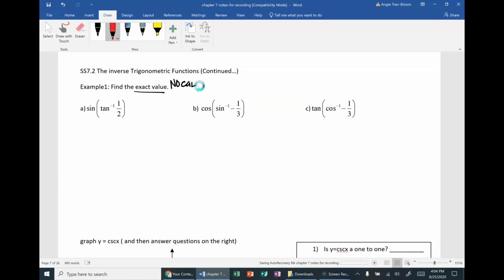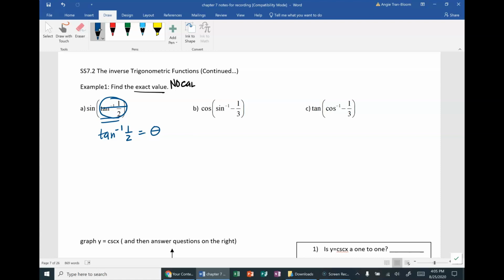Now let's talk about, I'm going to change up my pen color. So from section 7.1, the first thing we want to do is complete the inner component. So tangent inverse of 1/2. Now this should be a review from the last unit, okay? It's going to equal some angle. We don't know what angle that is. So this whole thing can technically turn to some unknown angle.